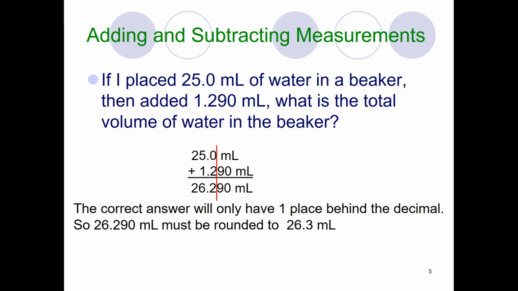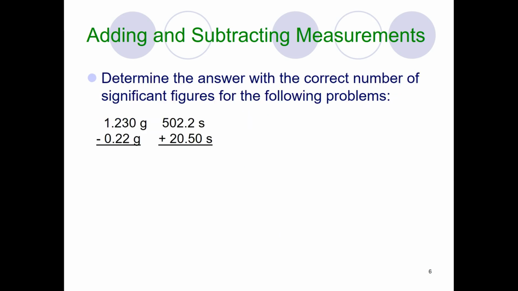So the first number we added, 1 place to the right of the decimal point. The second number we added, 3 places to the right of the decimal point. So my answer has 1 place to the right of the decimal point. That line is just helping you visualize that. We're going to do 2 more examples before we move on to multiplication and division. With these, I didn't even do a story problem. I just went ahead and set up the numbers.